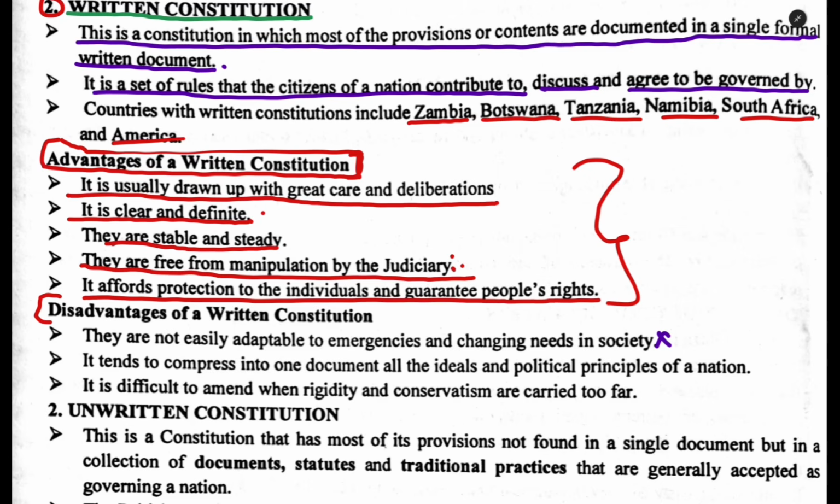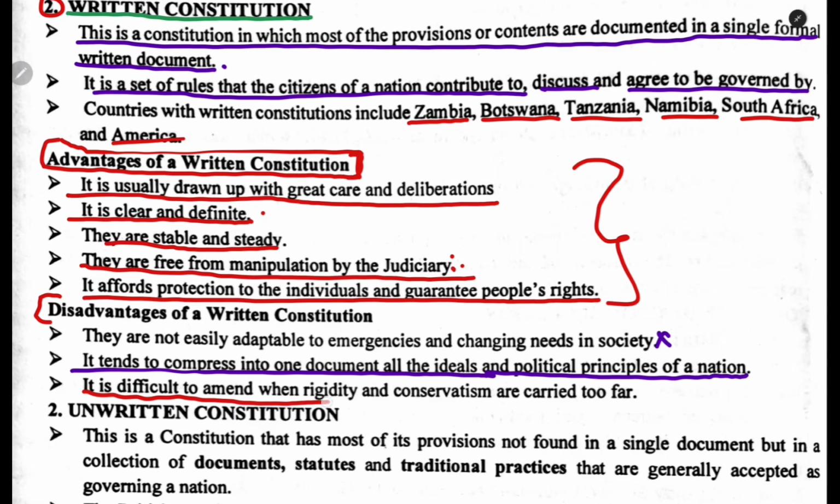Then of course we can go to the second one. We are saying it tends to compress into one document all ideas and political principles of the nation. So that is about the written kind of a constitution.